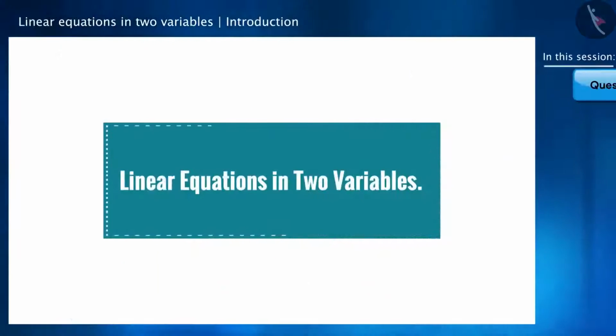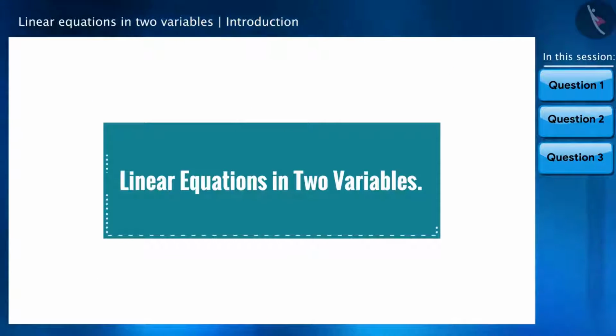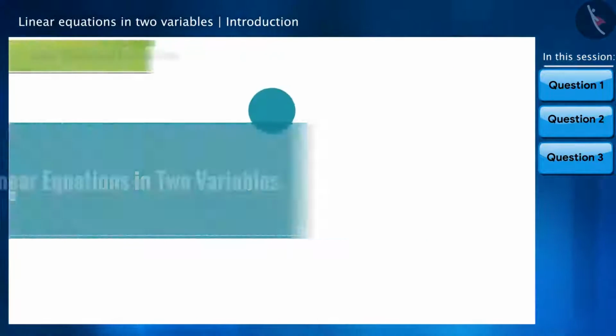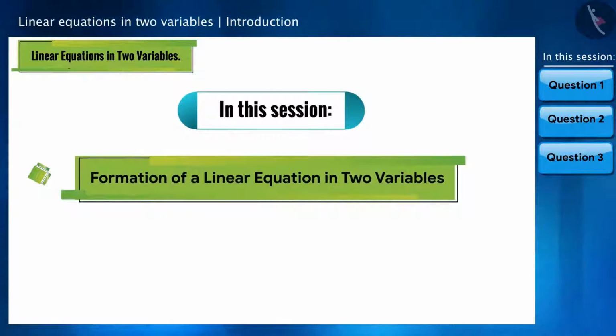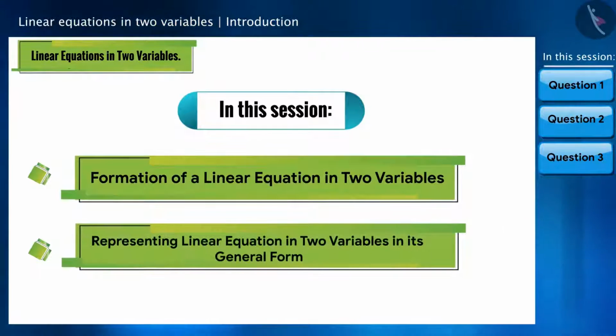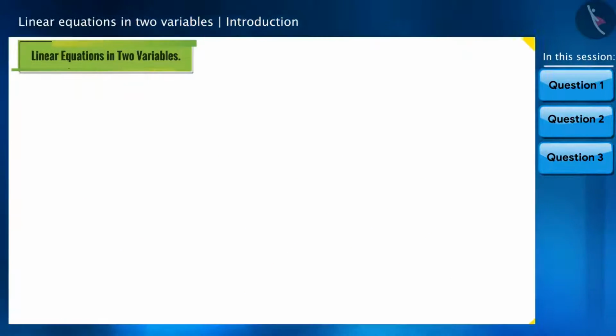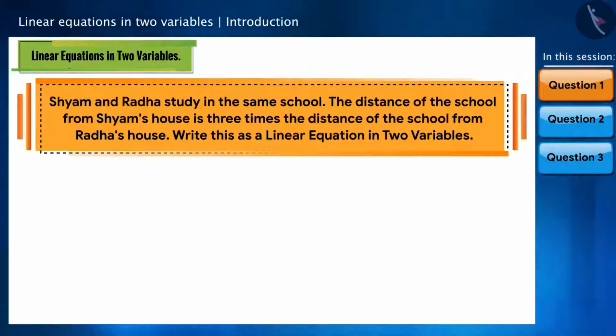Friends, welcome to this video on linear equation in two variables. In this session, we will learn to construct a linear equation in two variables and write it in general form. Let's start with the first question. Shyam and Radha study in the same school. The distance of the school from Shyam's house is 3 times the distance from Radha's house. Represent this as a linear equation in two variables.